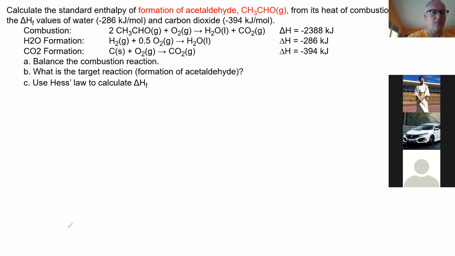I mean, we know that at the end of it, we should get CH3CHO gas. But what's on the other side? What are we making it from?